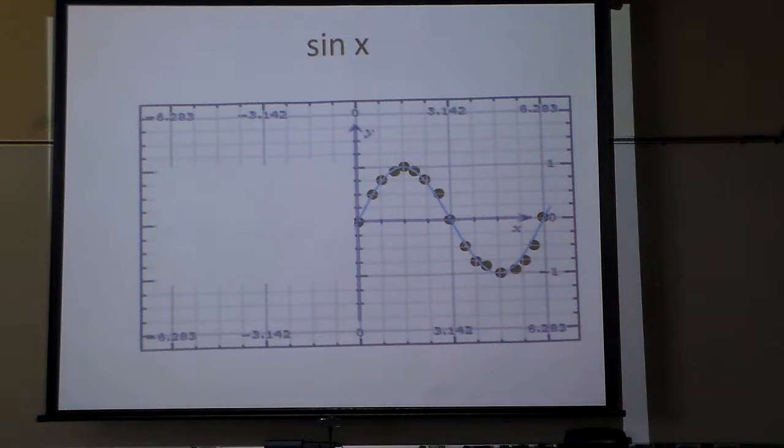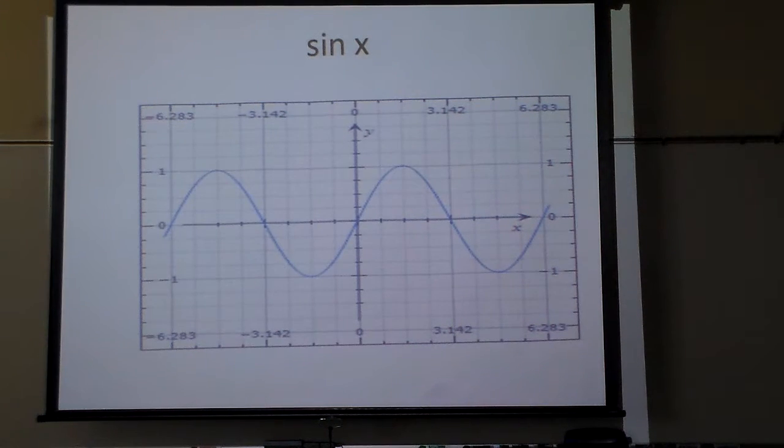-30, negative pi over 6, that's in quadrant 4. And what is sine in quadrant 4? It's going to look exactly like that one. And so then the graph's going to look, this side went like this, and the other side's going to be just a continuation, smooth. The sine graph makes a wave.